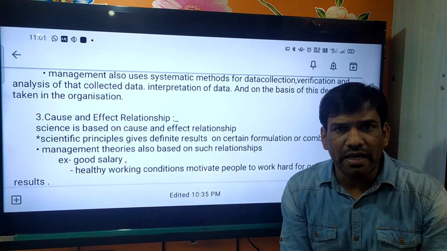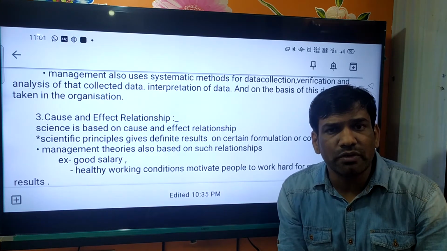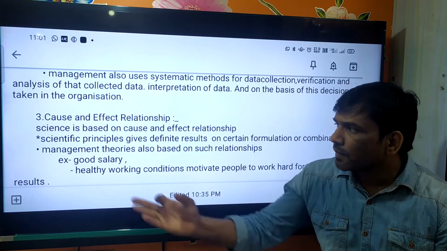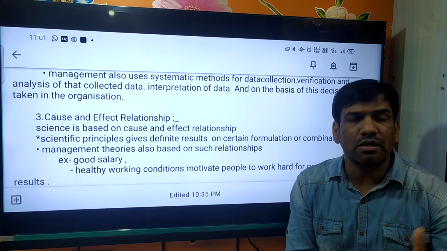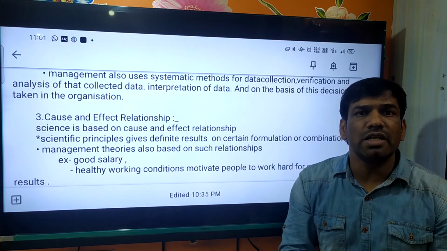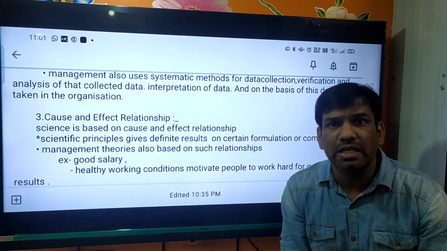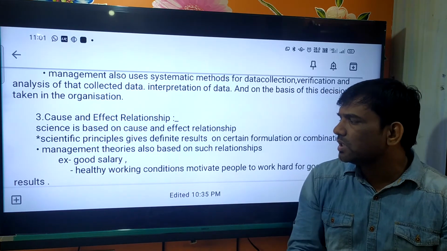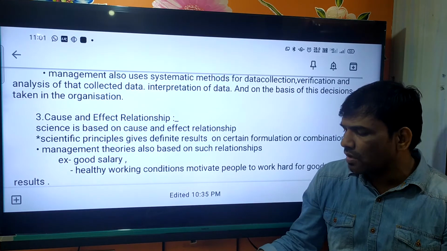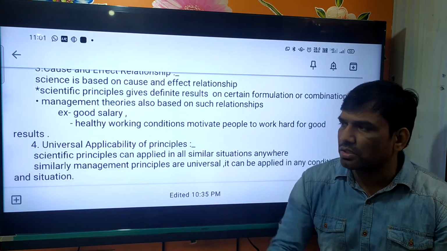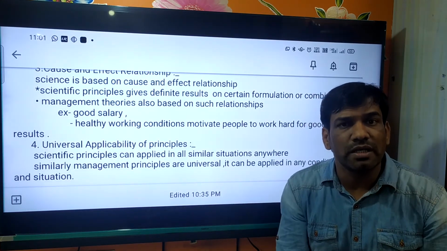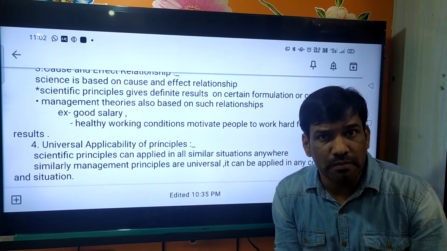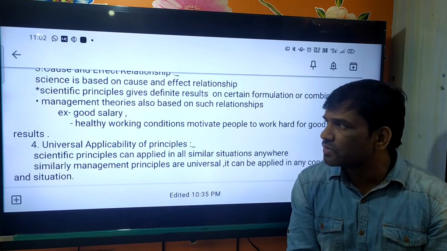The example here I have given is the good salary. If you give good salary to your employees, they will work motivated. Healthy working conditions, अगर काम की जगह अच्छी है, प्रॉपर वेंटिलेशन है, बैठने के लिए अच्छी चेयर्स है, अच्छी तरीके से एटमॉस्फेयर रखा गया है, तो these things motivate the people to work hard for good result. अच्छे रिजल्ट्स के लिए ज्यादा मेहनत करने के लिए लोग भी मोटिवेट होते हैं. And these are the management principles which are based on science.